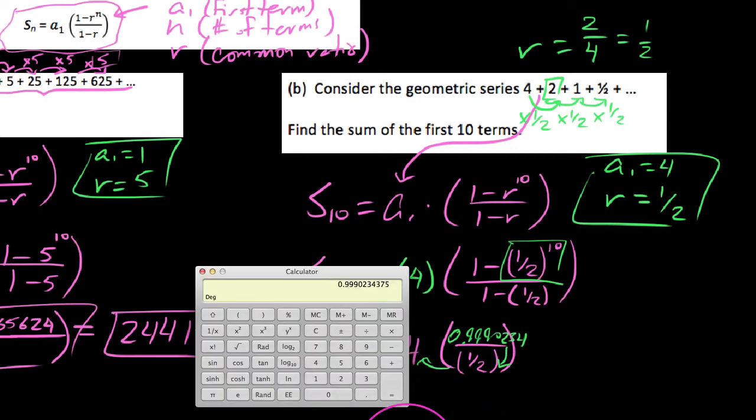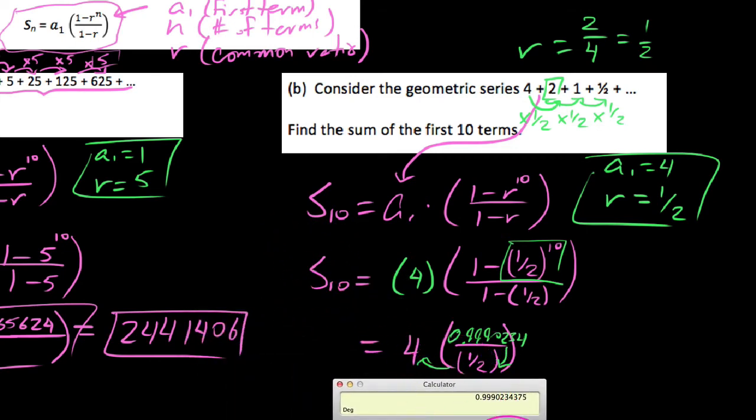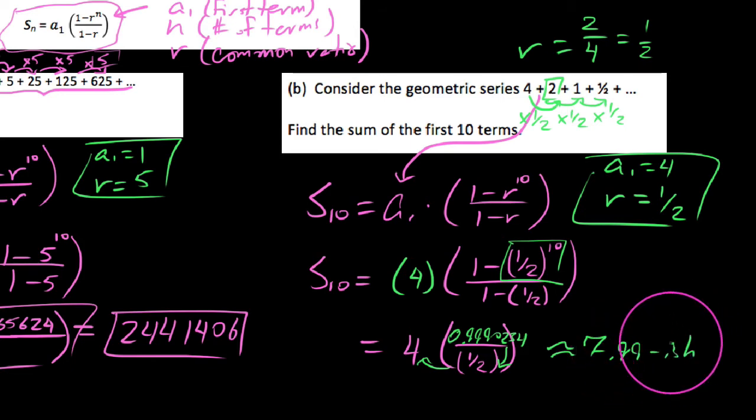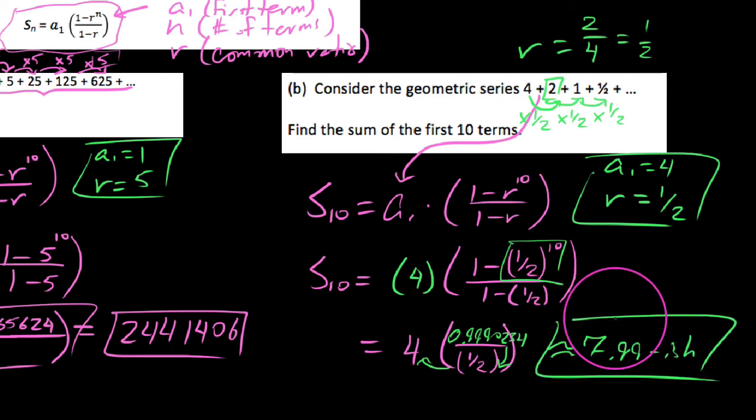So we get this answer on my calculator. We said we were going to take this and divide it by 0.5, by a half. We'll take this times 4. So what we end up getting is approximately 7.99-ish. So now for the first time you've seen a series add up to a decimal, but keep in mind we were adding up fractions up here.